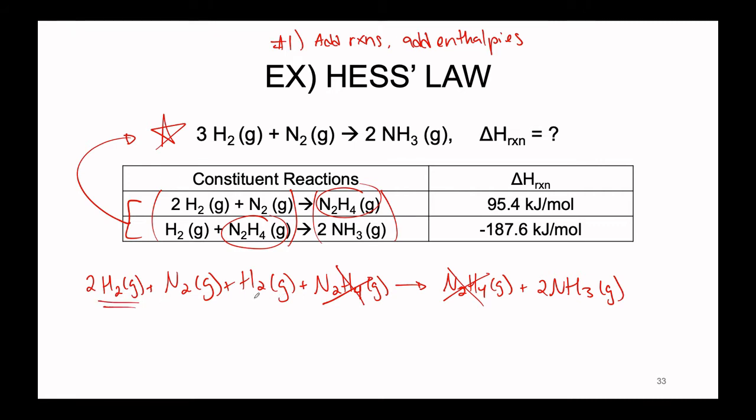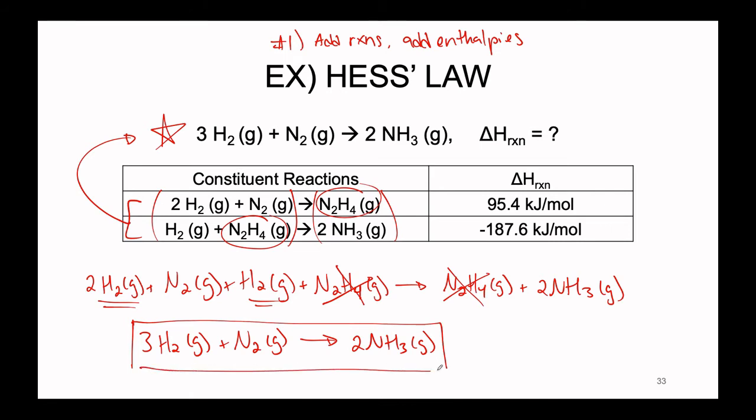We have 2 hydrogens and a single hydrogen, both kind of separated, but nonetheless present on the reactant side. So we're gonna merge those together, right? 2 plus 1 is equal to 3. So we have 3 hydrogens in gaseous form, N2 as a gas, and this is transforming into 2NH3 gas. Well, this reaction that we got from adding up the 2 constituent reactions looks the exact same as the reaction that we're trying to find some pieces of information about.